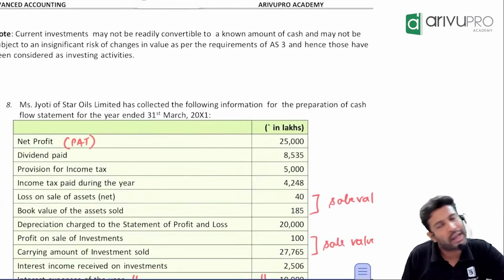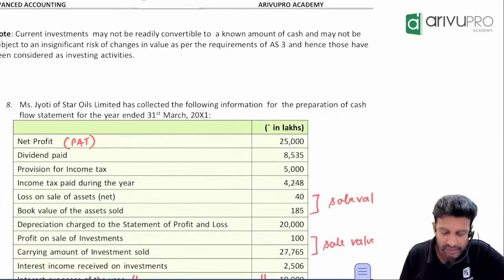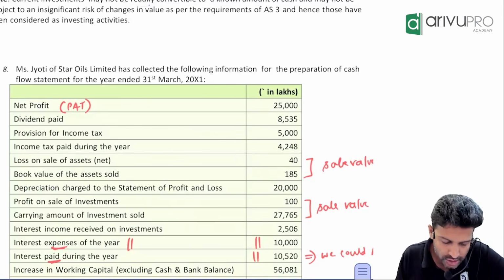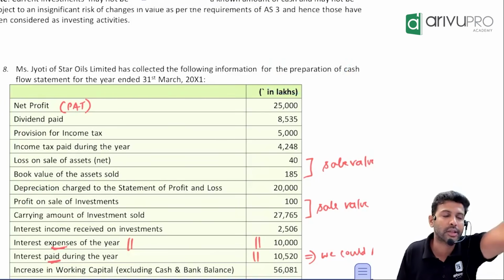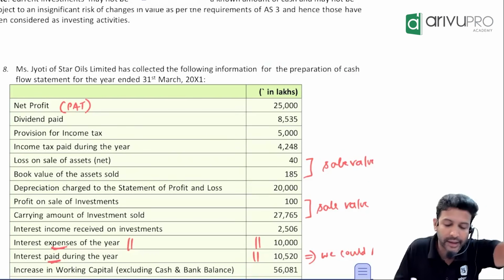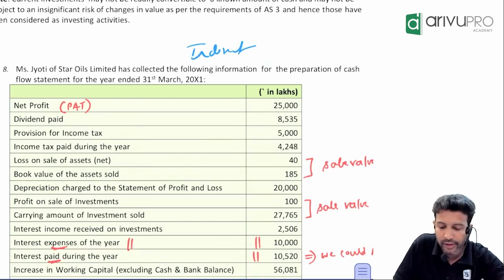This study material question has come in multiple MTPs and in previous years also. Small question, but a good concept question. Jyoti of Star Oils Limited has given some data. You need to prepare the cash flow statement. Sir, the moment they give profit, it is what method, direct or indirect? Direct method.